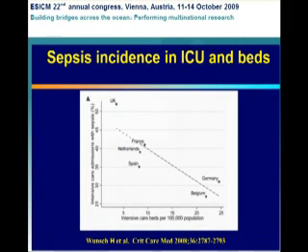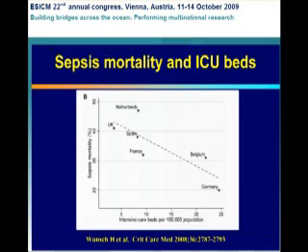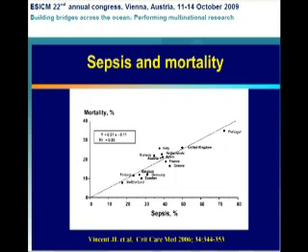What about sepsis in the ICU? That's one of our biggest problems. And if you look at the percentage of patients with sepsis as a function of the number of ICU beds, looking at the different countries, here are the countries with fewer ICU beds, and you can actually see more sepsis. You can also see an increased sepsis mortality.